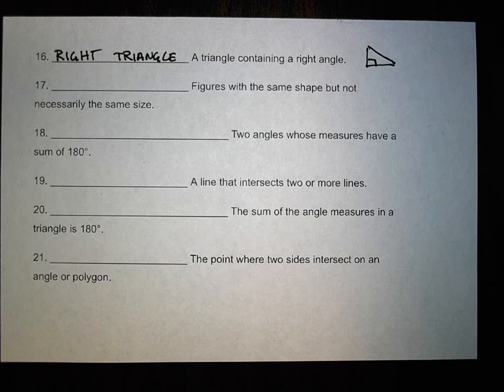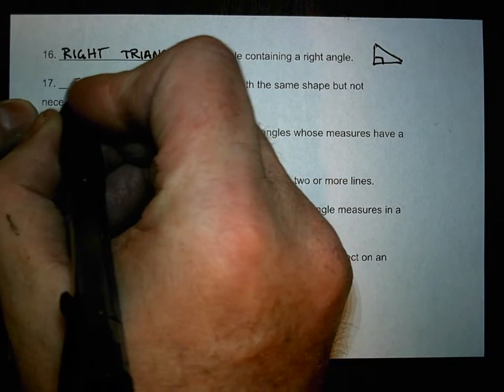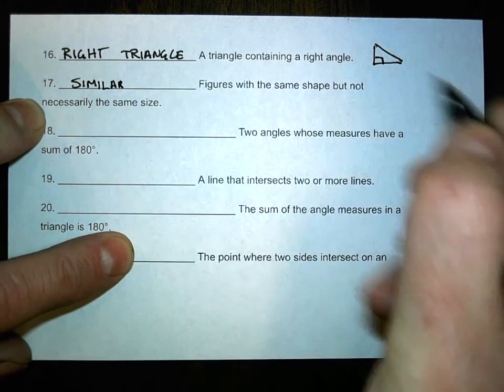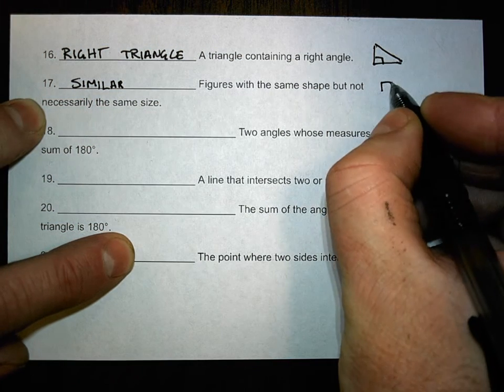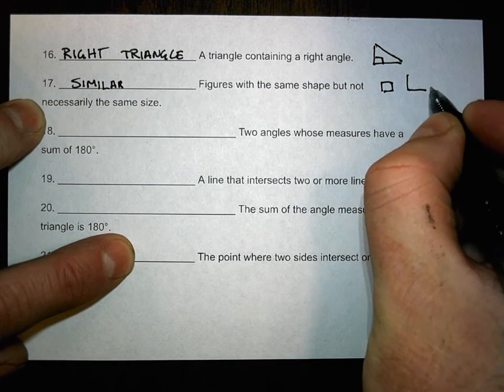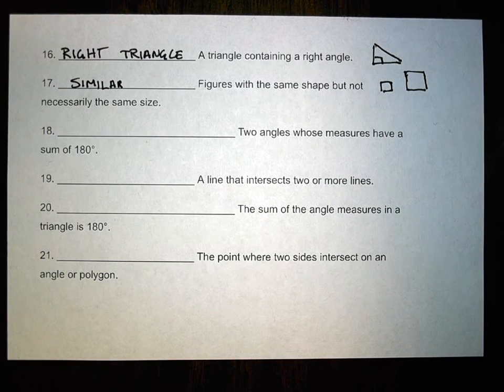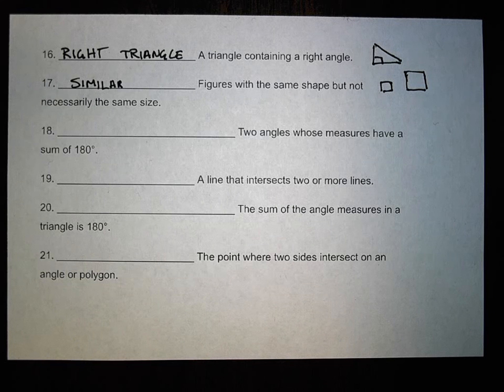So, figures with the same shape but not necessarily the same size. I already told you the phrase. What is it? Uncongruent. No, you can't have uncongruent. Similar. So I might have a square that's this big and a square that's this big. They can be similar. That means all the angles match, all the proportions match, but they're different sizes.